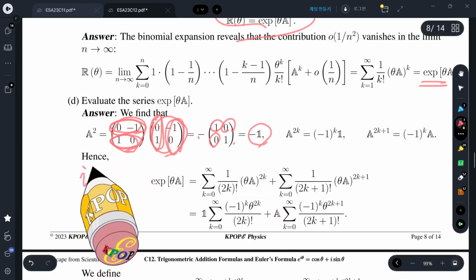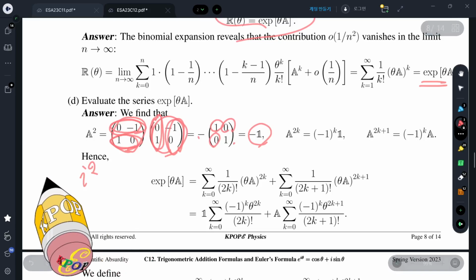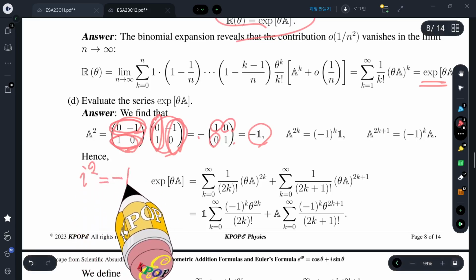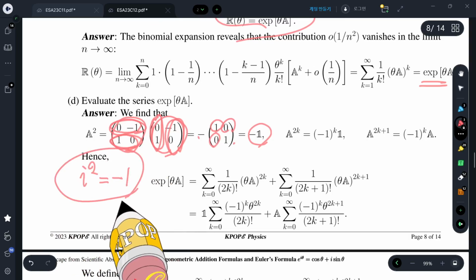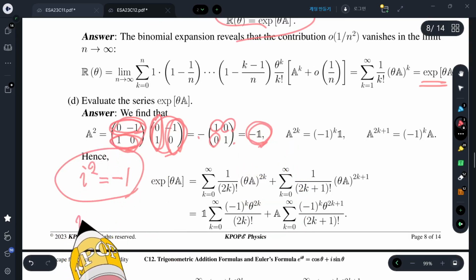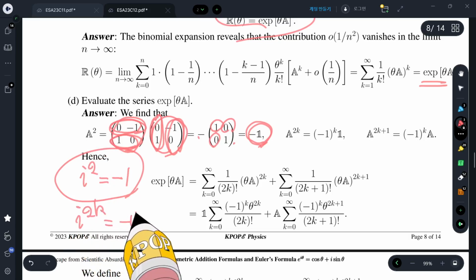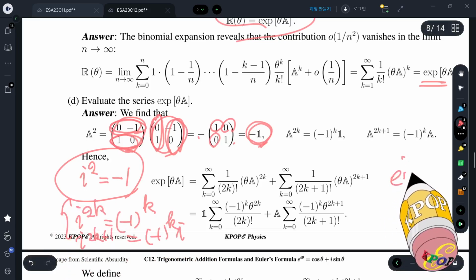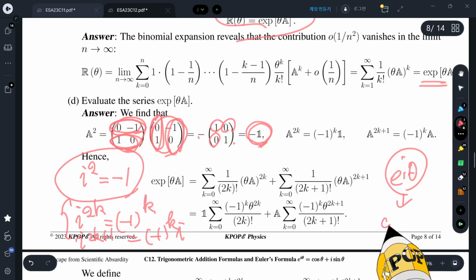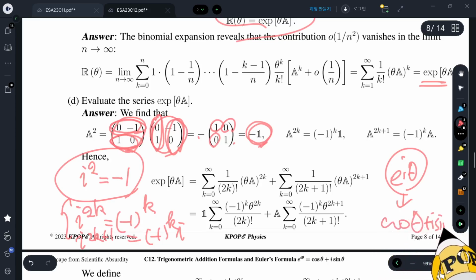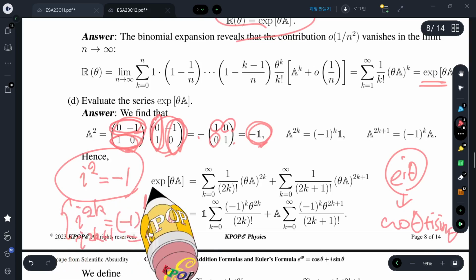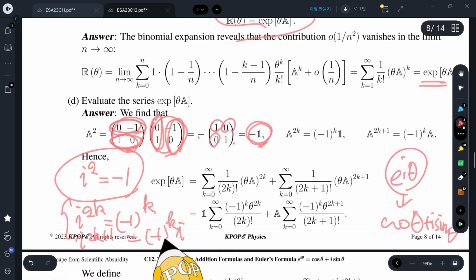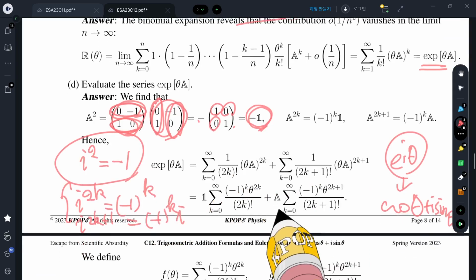It is very similar to the pure imaginary number, i squared is minus 1. As a result, if I have i to the 2k, it is minus 1 to the k. I to the 2k plus 1, it is minus 1 to the k times i. So in the summation, including e to the i theta, we have obtained cosine theta plus i sine theta due to this relationship, and we have an identical relation.